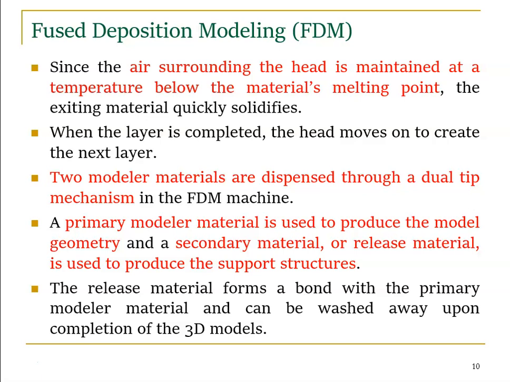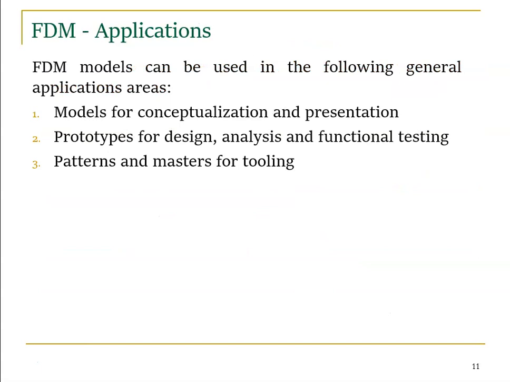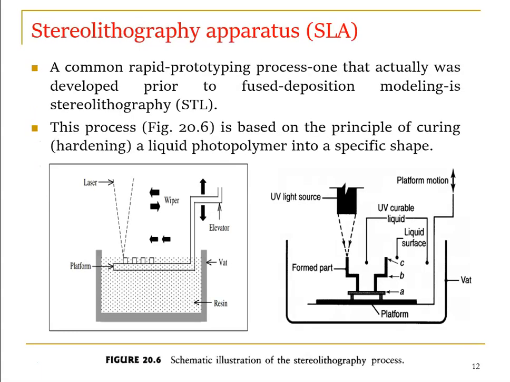Right, the release material forms a bond with the primary model material and can be washed away upon completion of the 3D models. So the secondary materials can be removed with the help of a secondary process. So this is FDM. Some of the applications are models for conceptualization and presentation, prototypes for design, analysis and functional testing, and patterns and masters for tooling. So these are some of the applications for the FDM process.